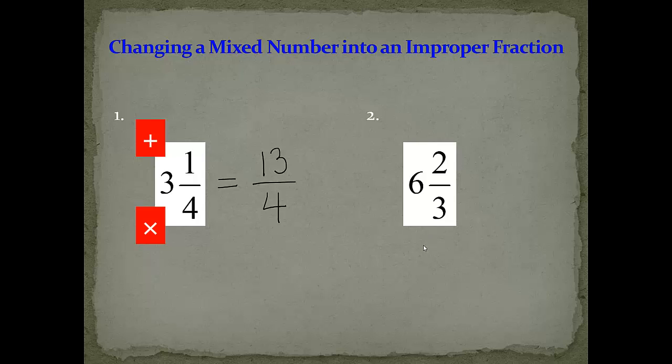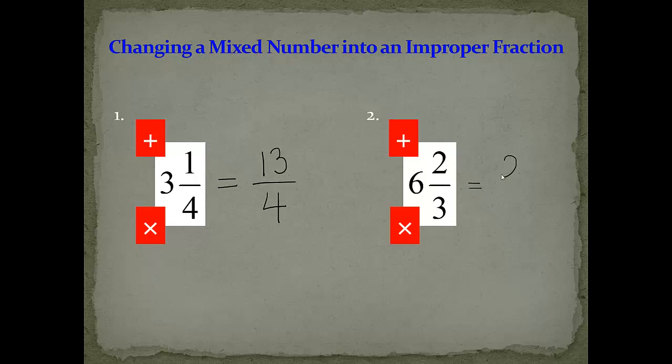For number 2, our mixed number is 6 2/3. So our first step is to multiply the denominator times our whole number. So 3 times 6 is 18. Next, we will add our numerator, which is 2. So 3 times 6 is 18, and 18 plus 2 equals 20.